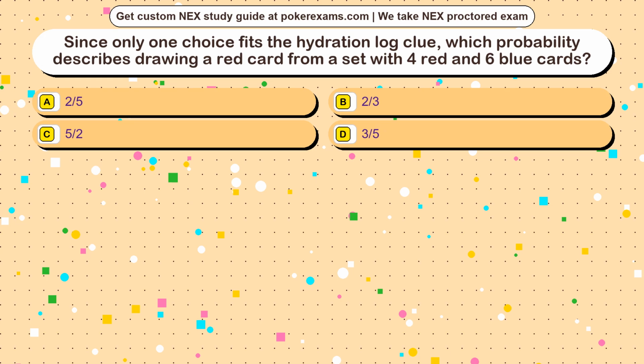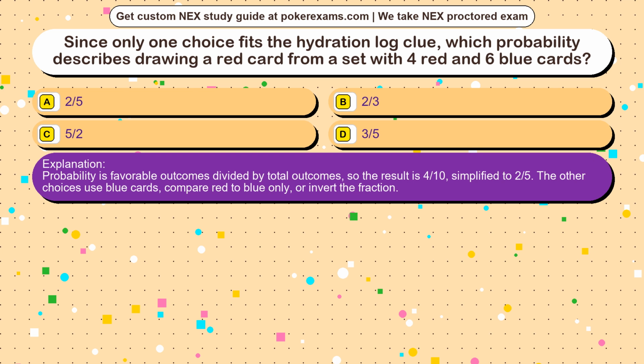The correct answer is option. Probability is favorable outcomes divided by total outcomes, so the result is 4/10, simplified to 2/5. The other choices use blue cards, compare red to blue only, or invert the fraction.